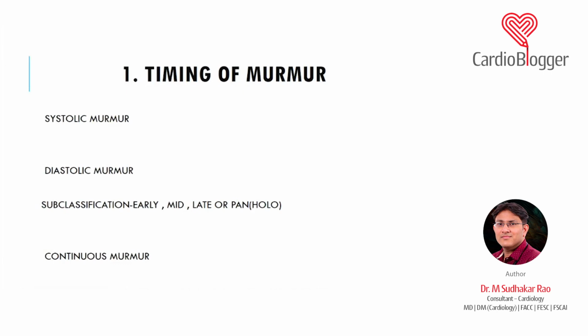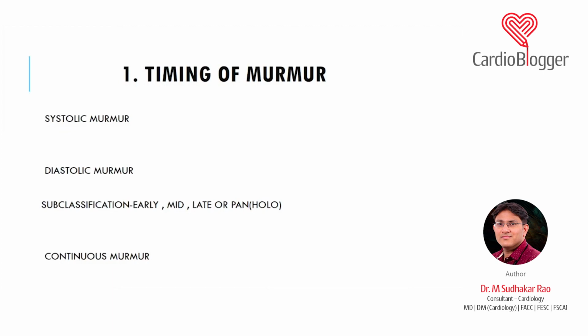Now both the systolic and the diastolic murmurs are again divided. Systolic murmurs can be early systolic, mid systolic, or holosystolic. So we'll come to it one by one. Now a diastolic murmur can be early diastolic, or it can be a holodiastolic. However, systolic can even be a late systolic murmur, which we see classically in mitral valve prolapse.